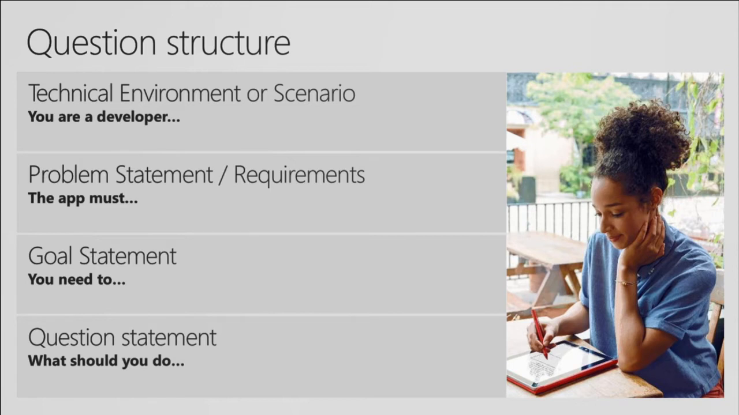Sometimes the scenario will have some details in it before you get to the problem statement that scope your answer. So there may be 2 or 3 answers that will fit that problem statement, but won't necessarily fit that scenario. Then you have your goal statement, and the goal statement is really the question. And then, well, actually, I'm sorry. The goal statement is what you're trying to do. The question statement is the question.